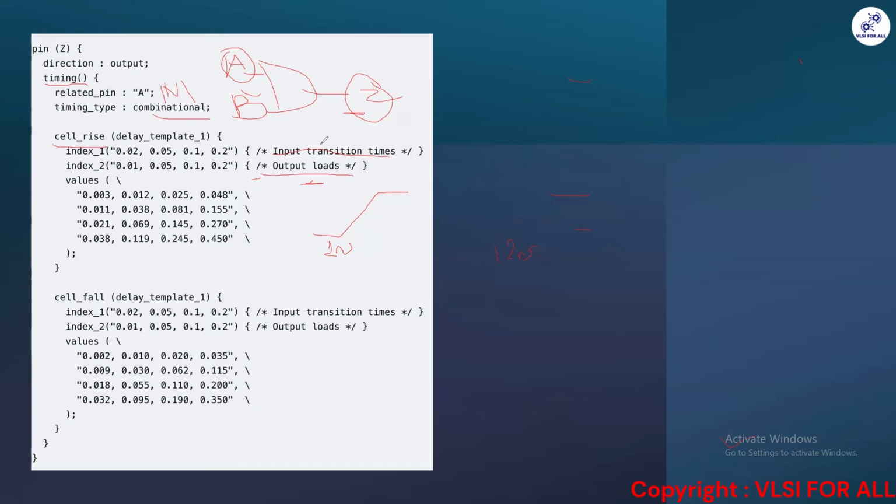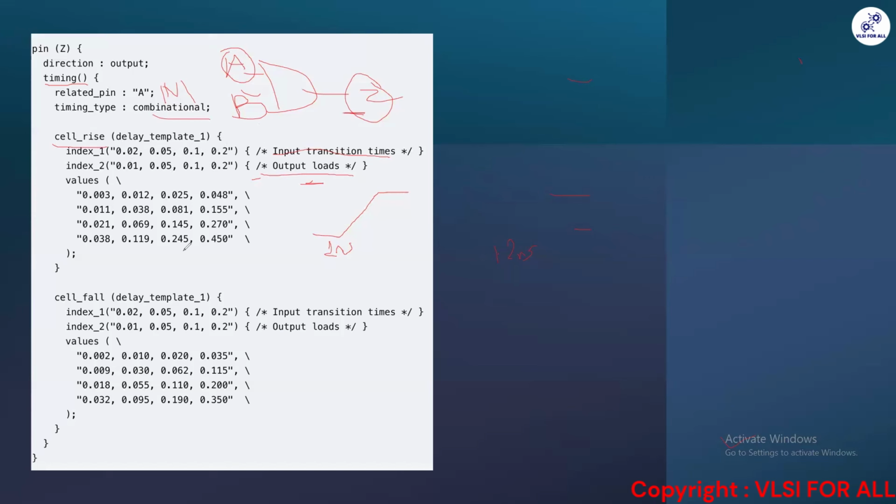Now, if you look at it, if you have a transition of 0.02 and a capacitive load of 0.01, your delay value will be 0.03 ns. Why ns? Because at the start you have mentioned the units. Now there are all these combinations. This is a matrix of 4 cross 4, 1, 2, 3, 4, 1, 2, 3, 4. So there are a total of 16 values present over here.